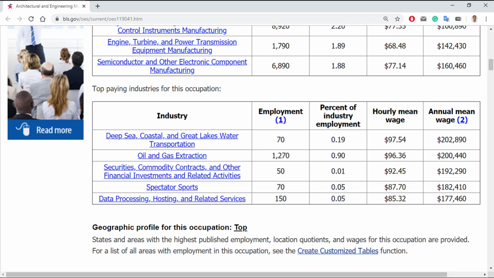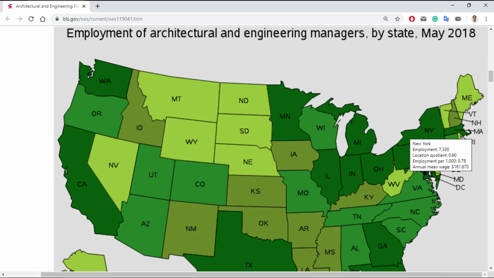You can also see the employment of project managers by state. For example, the mean wage is over $161,000 in New York State. Overall, the job outlook is decent.